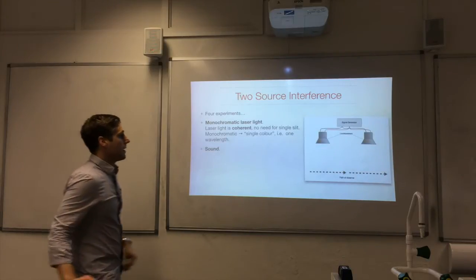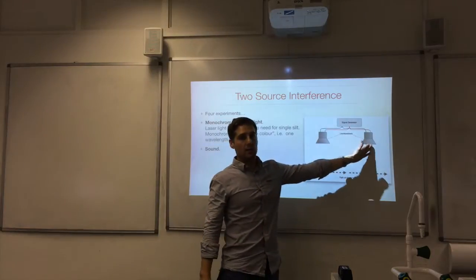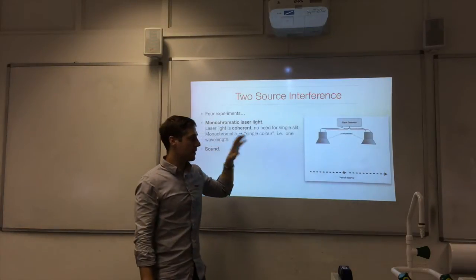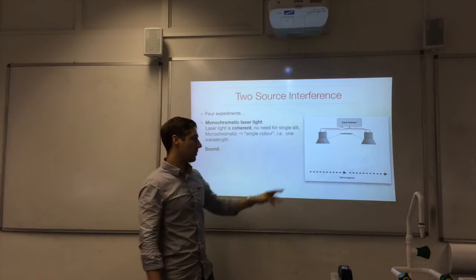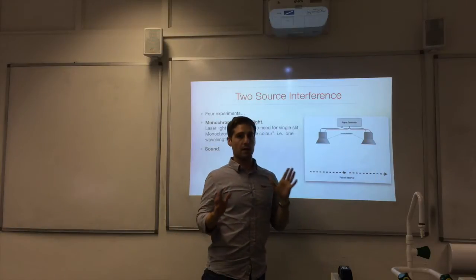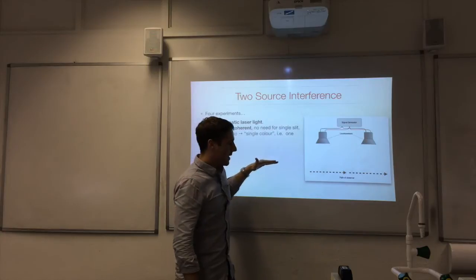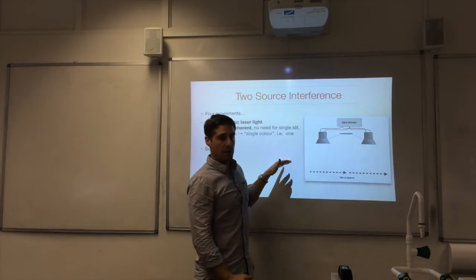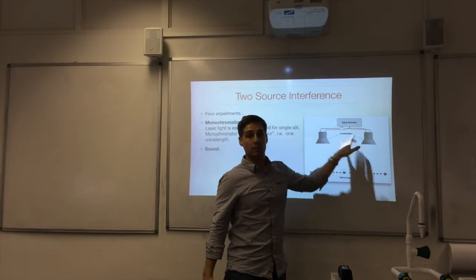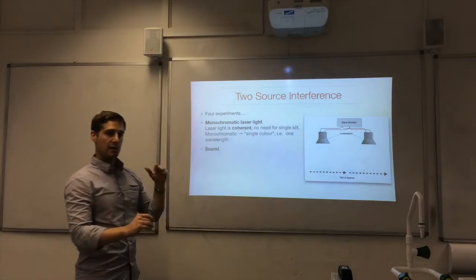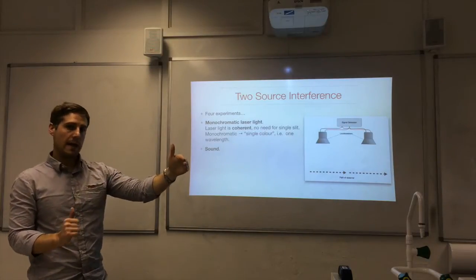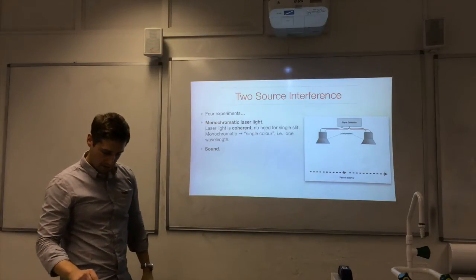Sound. And here you have 2 speakers connected to a signal generator, giving you a single frequency of sound in each loudspeaker. Again, they need to be coherent. And here, what you would do to observe the interference pattern is walk parallel to those 2 speakers, and you could hear regions where it's loud, regions where it's quiet.